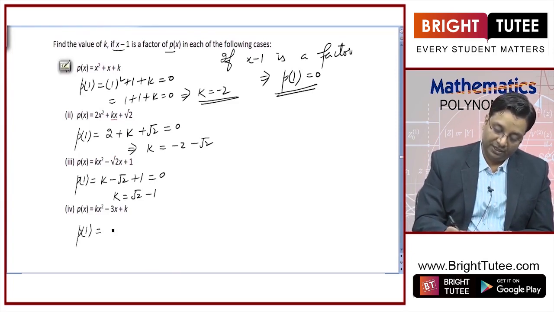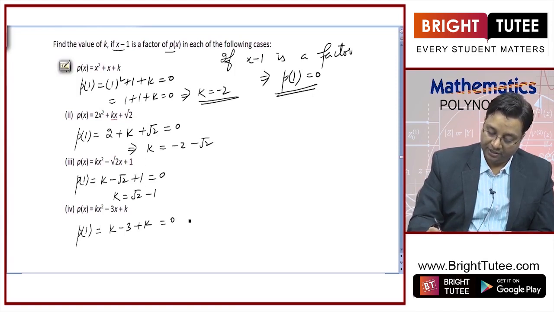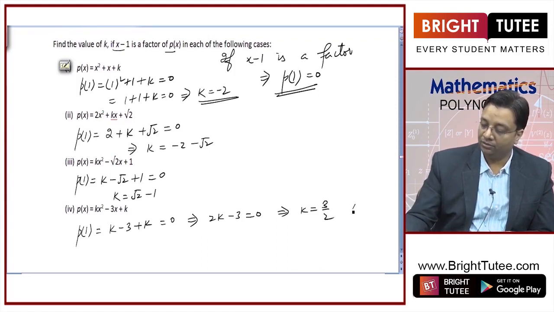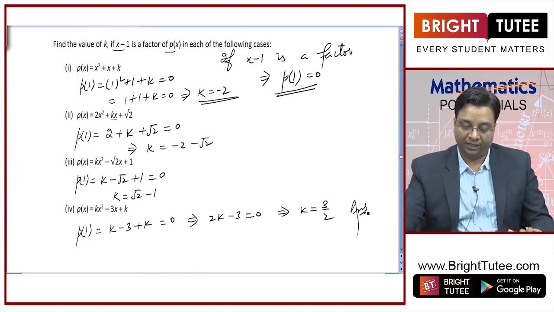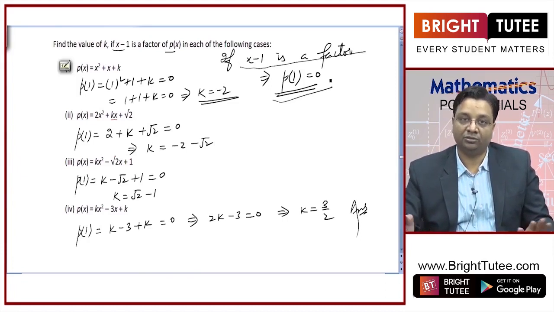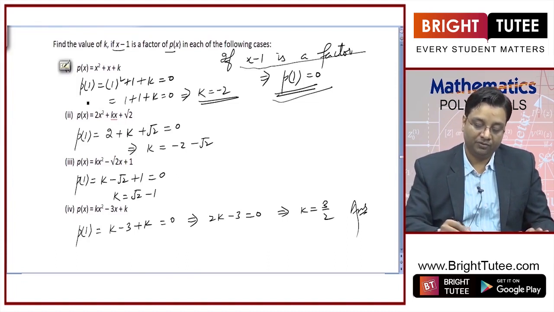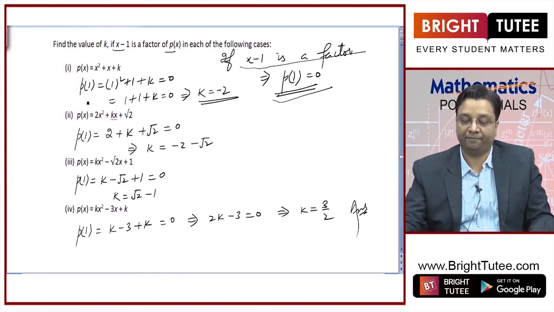Similarly, p of 1 is equal to k minus 3 plus k, and it is equal to 0. So 2k minus 3 is 0, hence k is equal to 3 by 2, and this is your answer. Right, this was a simple application of the factor theorem, that if this is a factor, then p of 1 has to be 0. Now put p of 1 equal to 0 in each of these cases and you will get values of k.